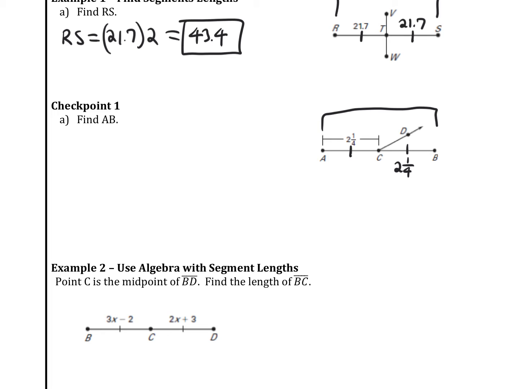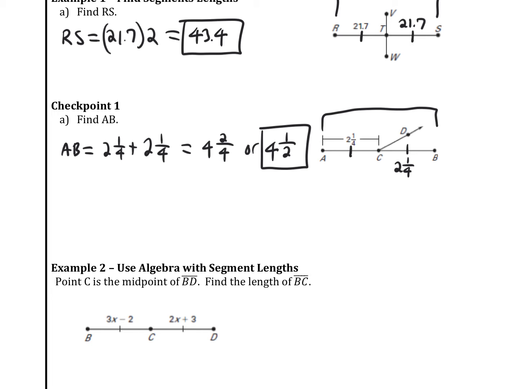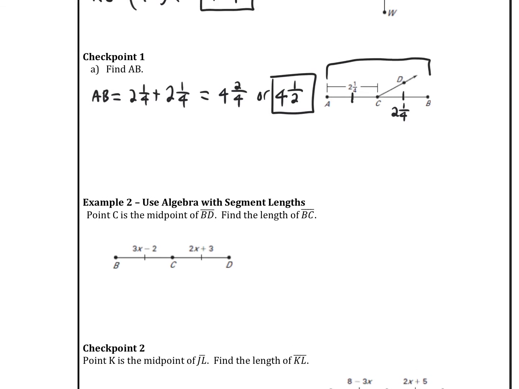If we add those together to get the whole, AB is going to be equal to, it's going to be 4 2/4, right? Actually, let me write that and fix this here. So we have 2 1/4 plus 2 1/4, which equals, add the whole numbers, which is 4, add the fractions, which is 2/4, right? 1/4 plus 1/4, that's 2/4. And then 2/4 reduces to what? It is 1/2. Alrighty. And there we go.